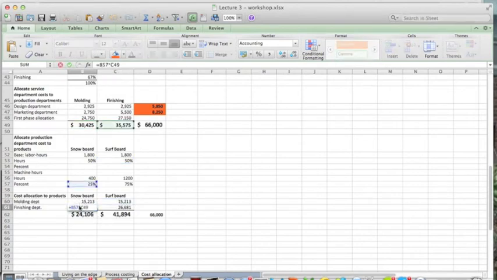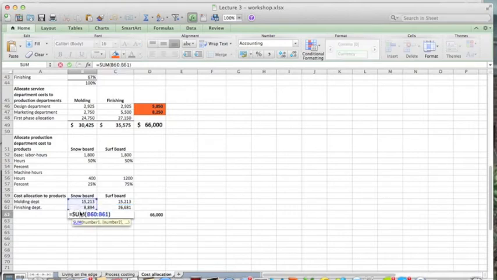Now the finishing department is driven by machine hours. So I know the total cost is 35,575. Now I'm going to allocate a quarter, because the snowboard is only using a quarter of machine hours and finishing is driven by machine hours. So a quarter of 35,575 is 8894, which goes to snowboard. 75% of the 35,575 will go to the surfboard. It's using up 3/4 of the machine hours, and finishing is driven by machine hours.